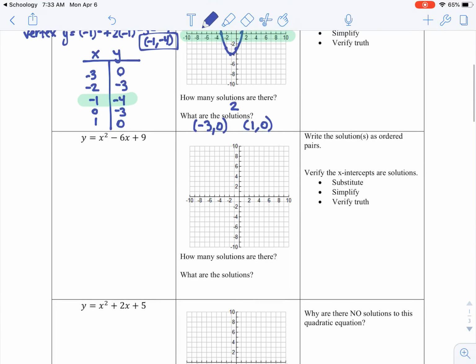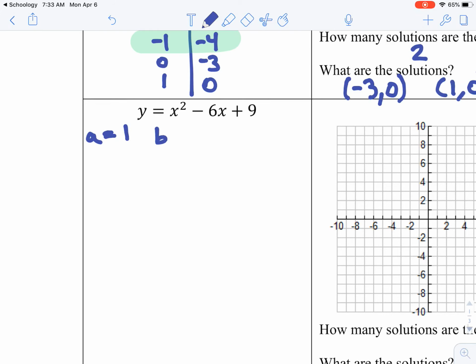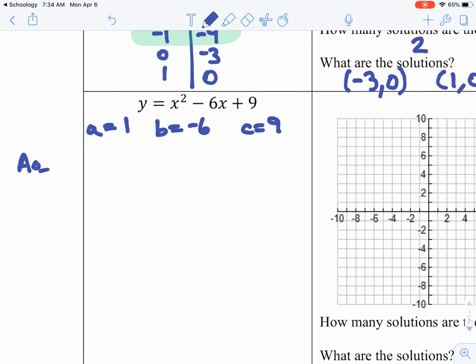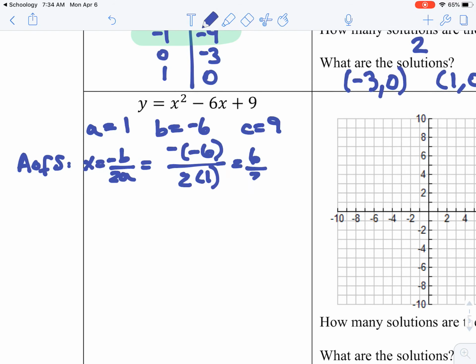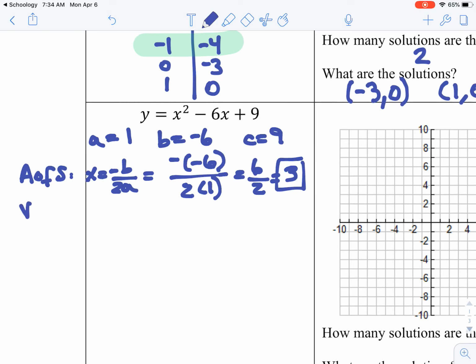So example 2, start the same exact way. Identify A, B, and C. Find the axis of symmetry, negative B over 2A, which equals 3. I'm going to use that number 3 to find my vertex.